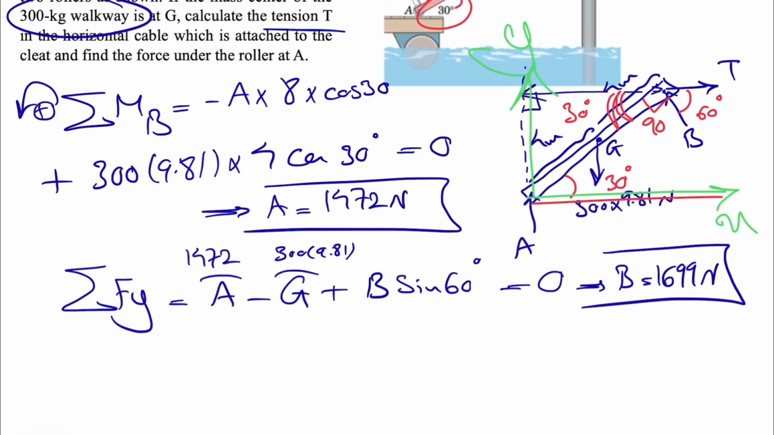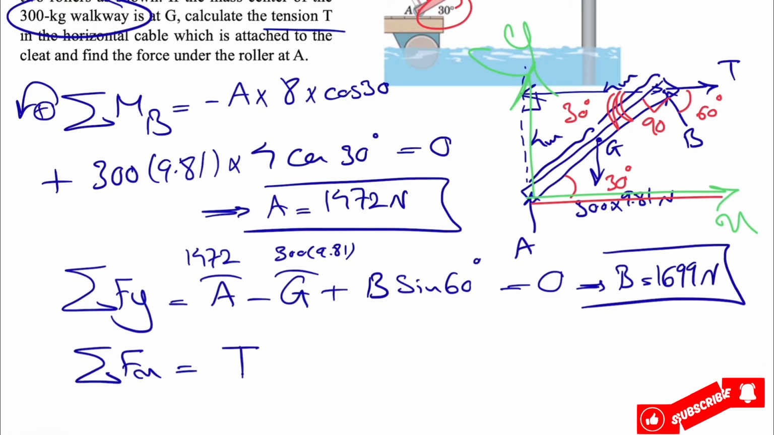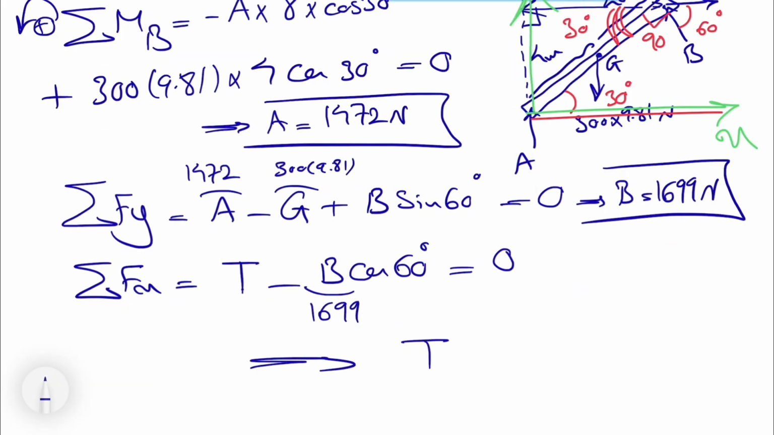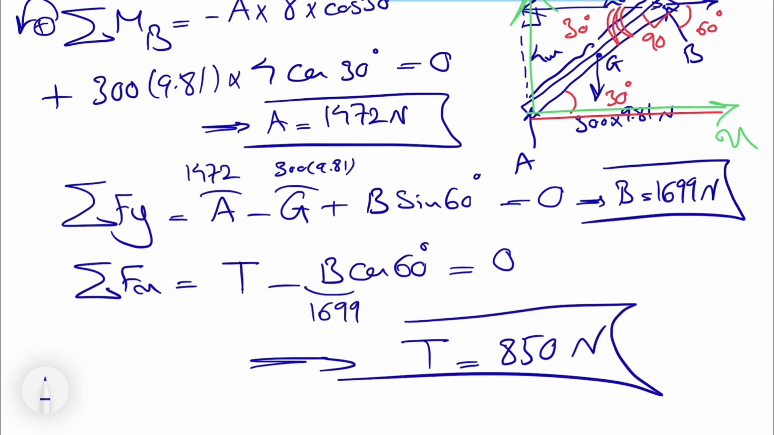And there's only one unknown left and one equation too, and that would be our Fx. What we have for Fx is obviously T, which is positive since it's to the right. And we have the x component of B, which is B, this time cosine of 60, and that would be all. We already found B from the previous step, 1699. From here we can find the tension in the cable, and if we do that, we'll get 850 Newtons, and that would be the final answer for this question.